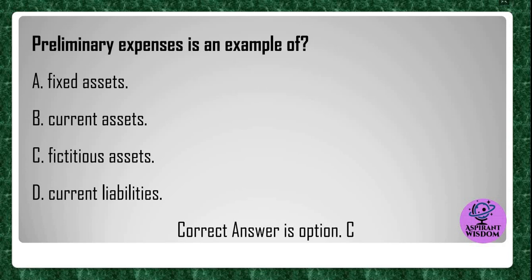Preliminary expenses is an example of: A. Fixed assets, B. Current assets, C. Fictitious assets, D. Current liabilities. Correct answer is option C.